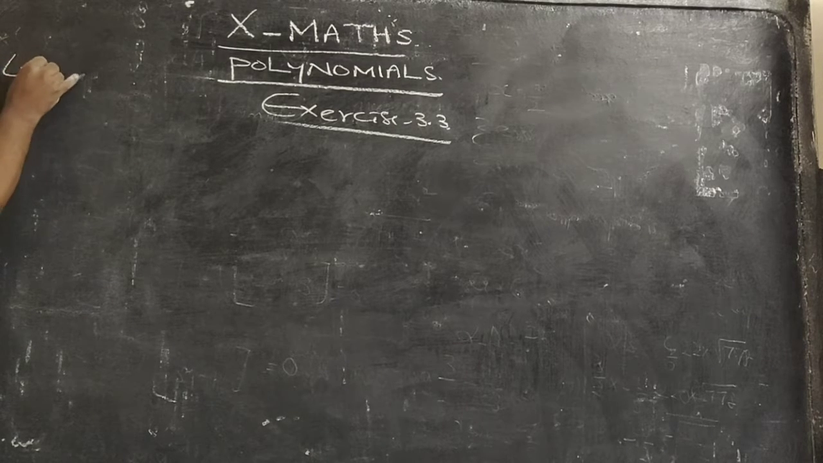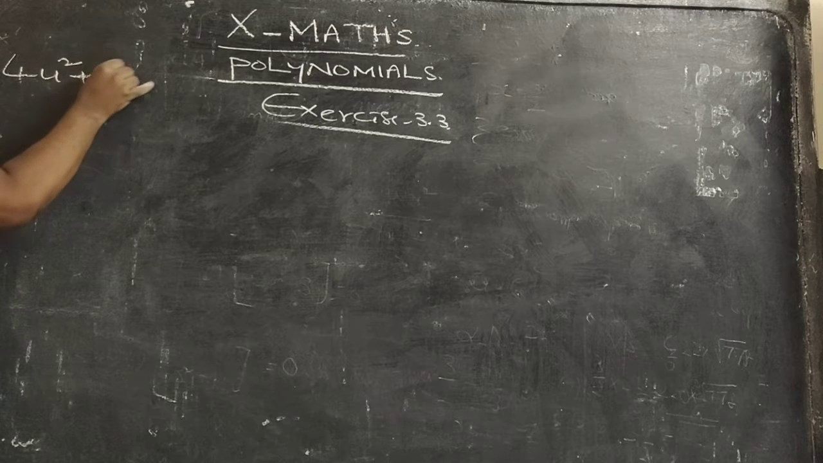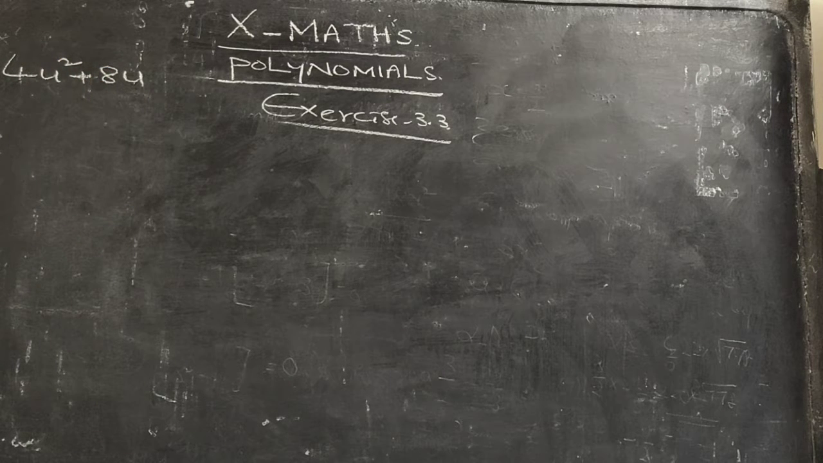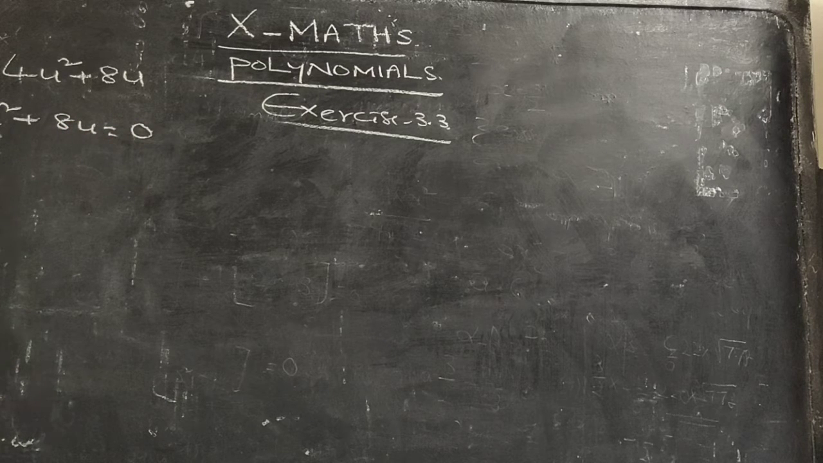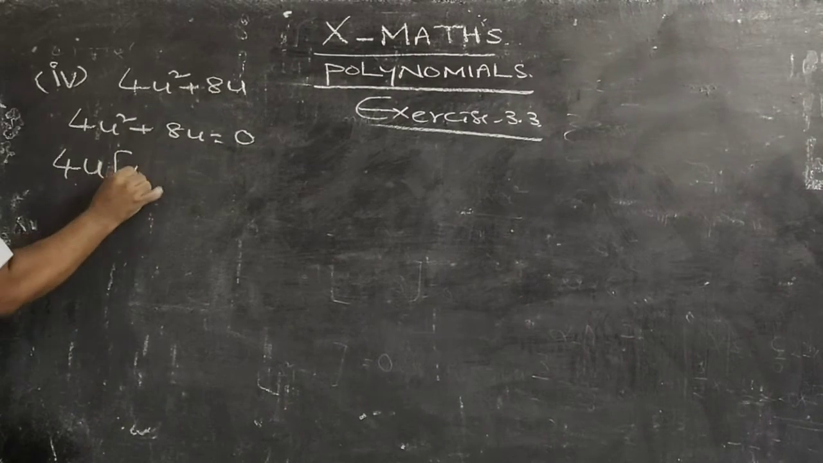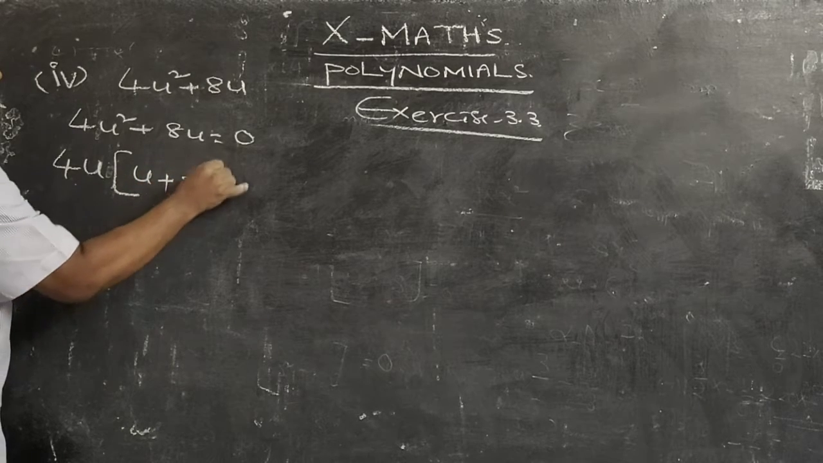Right, next one, 4u square plus 8u. Here u square term is there, u term is there, constant is missing. So 4u square plus 8u, this is the given expression. Let us take it equal to 0 to find out the zeros of the polynomial. In these two terms you can take 4u common. If you take 4u common here, you will get u plus 2.